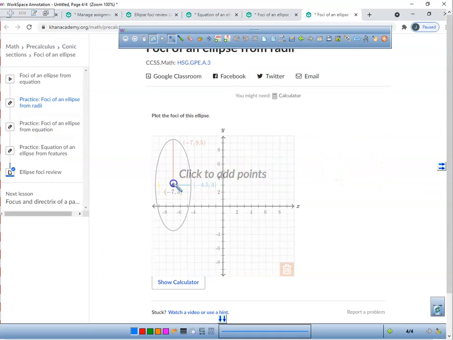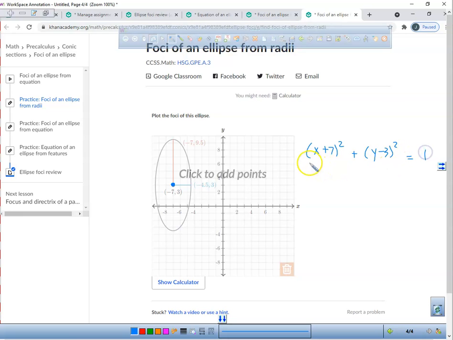Where's the center of my ellipse? Right there. So I'll put x plus 7 squared plus y minus 3 squared equals 1. All right. Okay, what do we got here? We got a -7 to a -4.5. So what's my gap there? Just 2.5? Looks like that's 2.5.